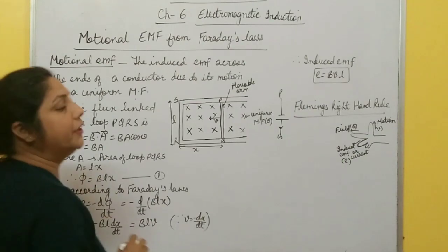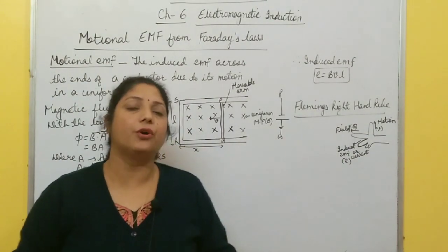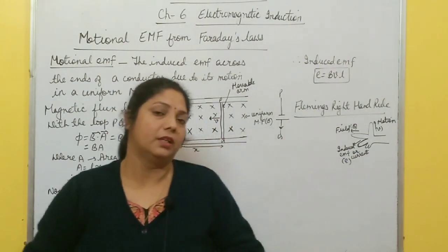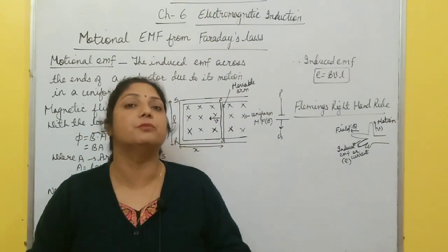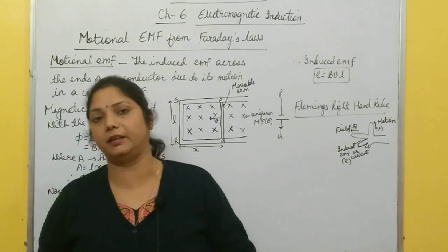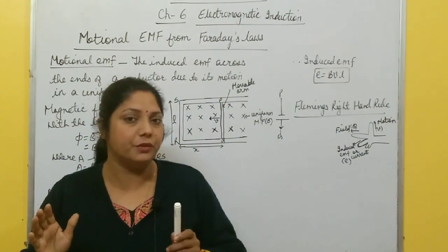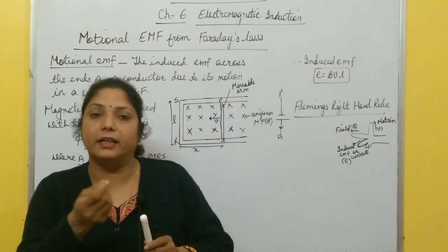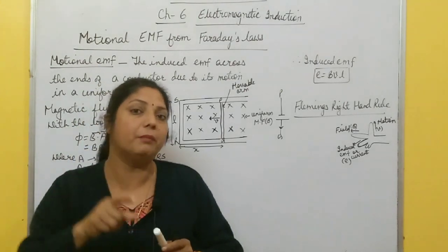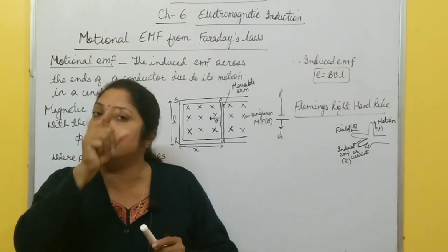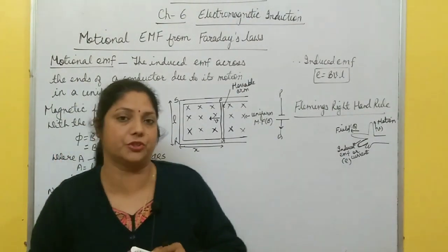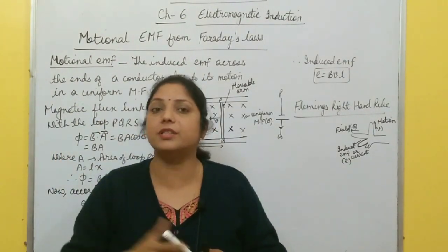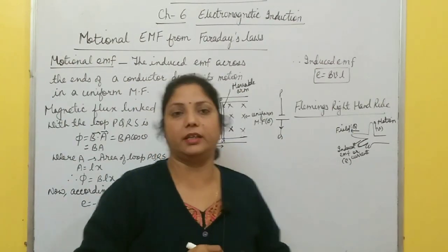Now, the next important topic is motional EMF. What is this motional EMF? It is the EMF induced across the ends of the conductor due to its motion in a uniform magnetic field. If the magnetic field is uniform and you move any conductor across this uniform magnetic field normally, then EMF is induced across the ends of the conductor due to its motion. That's why the induced EMF is called motional EMF.